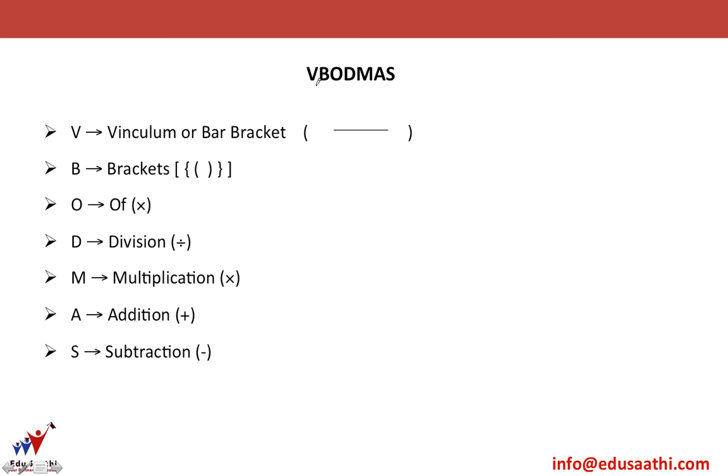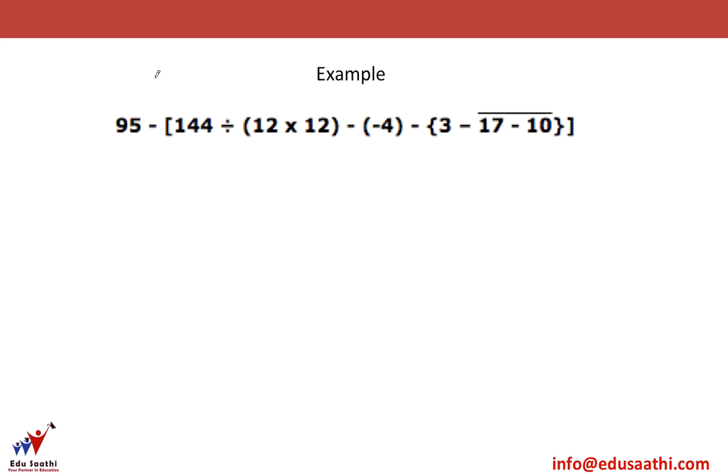Now we move on to the next concept, which is VBODMAS. V stands for vinculum or the bar bracket, which is represented like this. B stands for brackets, O is for of. Then we have division, multiplication, addition and subtraction. So let's solve this question on VBODMAS.